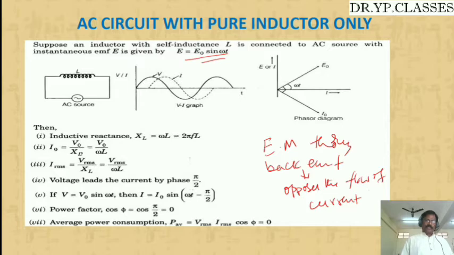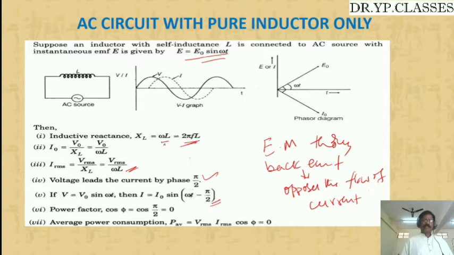Okay, so inductive reactance is given by omega L, that is equal to 2 pi f L. I naught, the maximum value of the current in the circuit, is V naught by XL, that is V naught by omega L. IRMS is equal to VRMS by XL, that is VRMS by omega L. Voltage leads the current by a phase of pi by 2 or 90 degrees. If E is equal to E naught sin omega t, then I is equal to I naught sin of omega t minus pi by 2.